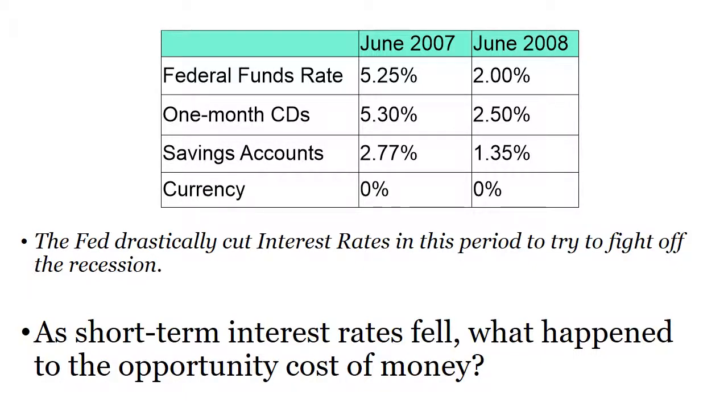Now, also, you might be thinking, wait, I thought that the federal funds rate was the cheapest, the lowest interest rate in the economy. Yes, but it's the lowest interest rate that people pay. There's a difference between interest rates that you pay and interest rates that you earn. So in this case, as short-term interest rates are falling, what's happening to the opportunity cost of money?